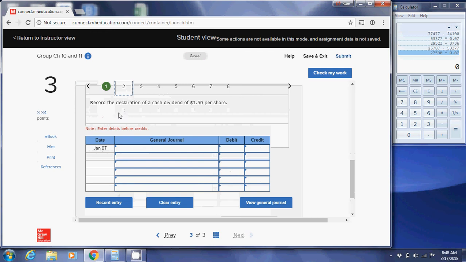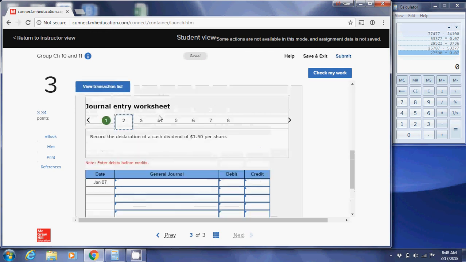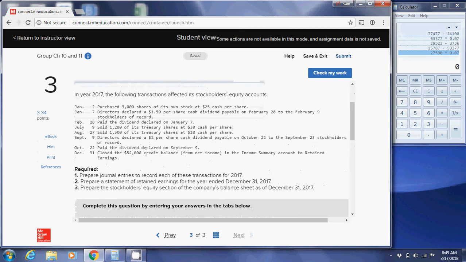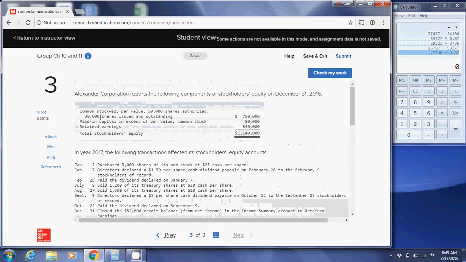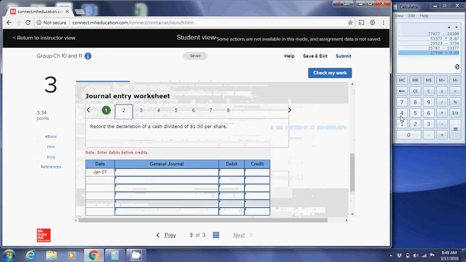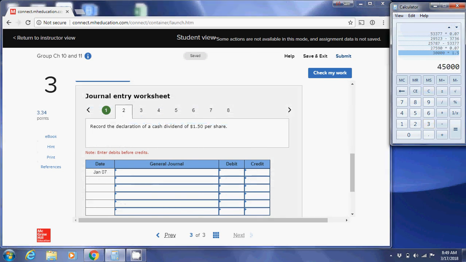And now we want to record the declaration of a cash dividend of $1.50 per share. We can see that right here. Directors declared $1.50 per share cash dividend payable on February 28th to the February 9th stockholders of record. All right, so let's see if we can figure that out. You'll see that there are 30,000 shares issued and outstanding. So I think normally we would want to just take 30,000 shares times 1.5 and come out to a total of 45,000. That's where you're going to want to go, but don't do it.